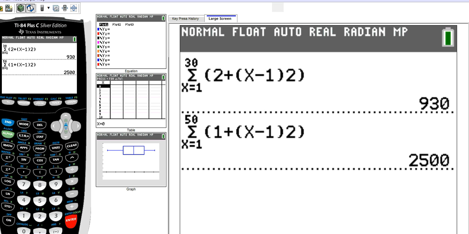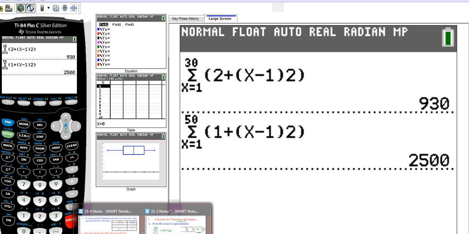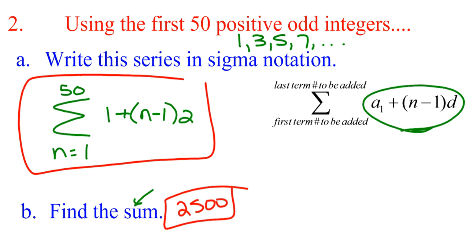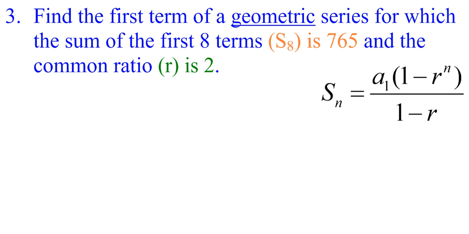So if you add the first 50 odd numbers that are positive, I would get 2,500. So when I come back to my notes, I'm going to put 2,500 right there, because that's the answer. So this is the work, and then you can just get the answer from your calculator. In number 3, it says find the first term. So we're finding a 1 of a geometric series for which the sum of the first 8 terms is 765, and the common ratio is 2.